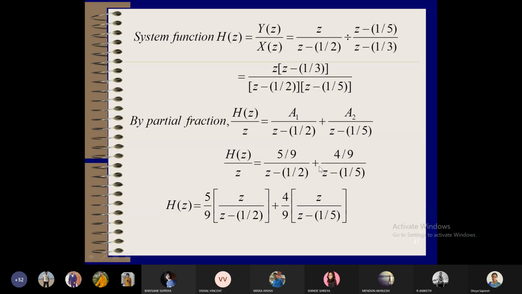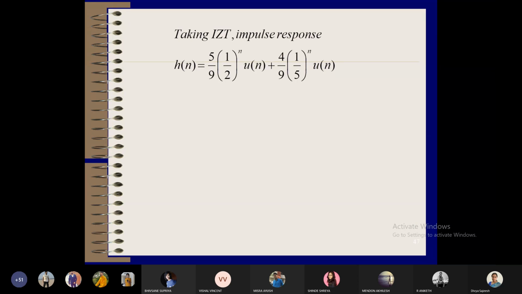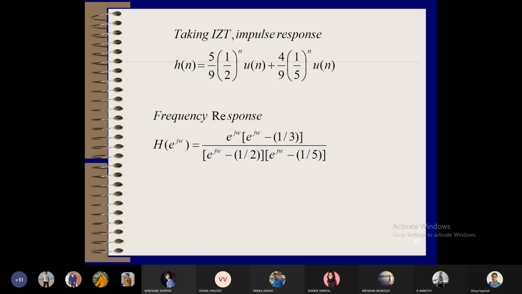For that we did the partial fraction expansion, and finally we got these values in terms of z upon z minus half, which is one portion of h of z, and another portion z upon z minus 1 by 5. Now take the inverse z transform, you will obtain the impulse response. So the impulse response will be half raised to n u of n plus 4 by 9, 1 by 5 raised to n u of n. Now one thing is remaining, which is the frequency response. Just put z equal to e raised to j omega in the h of z equation, you will obtain the frequency response of the system.